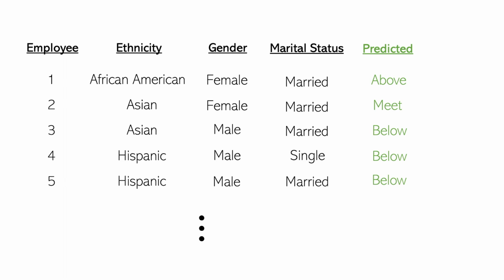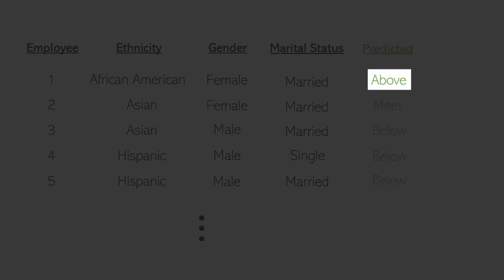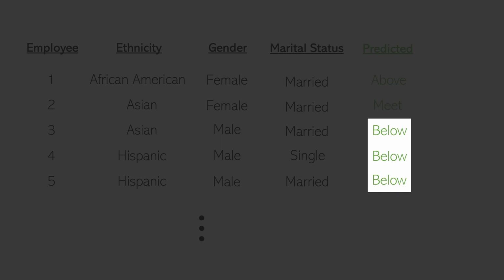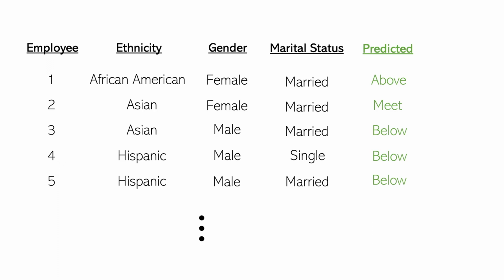The model puts the employees into three buckets. Above means above the performance expectations. Meet means they meet the performance expectations. Below means below performance expectations. You want to know how accurate these predictions are. Because they're your employees, you also have their actual performance for assessing how well the model does.